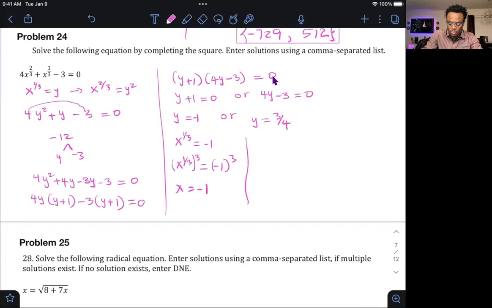And the second one, same thing, x to the 1/3 power equals 3/4. Raise both sides to the power 3, that cancels the power 1/3. So that's x equals 27 over 64. Your solution set is negative 1, 27 over 64.